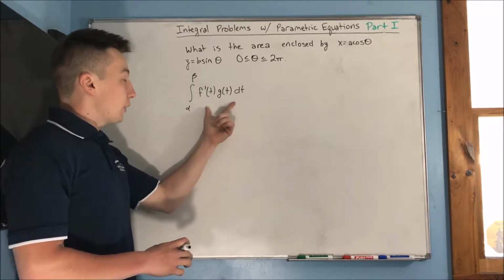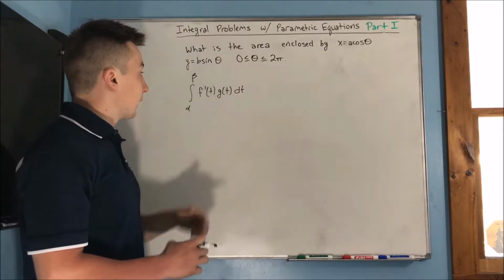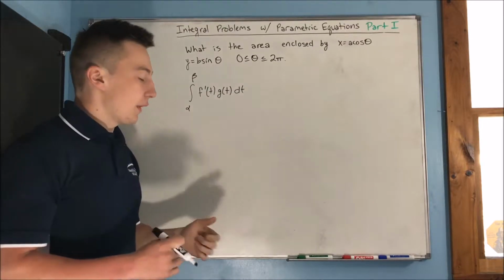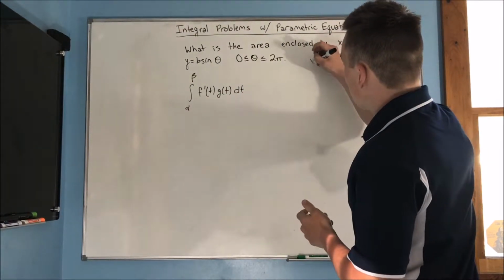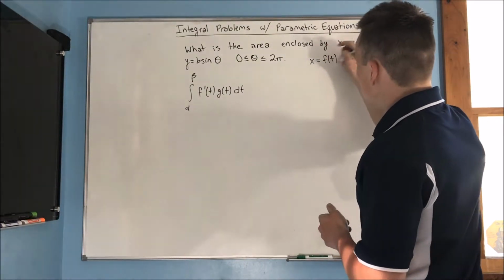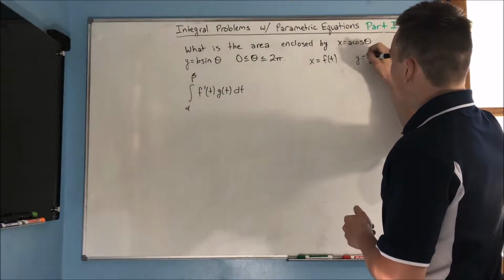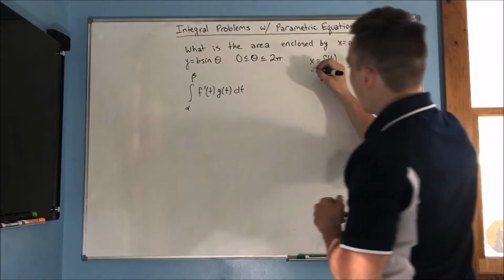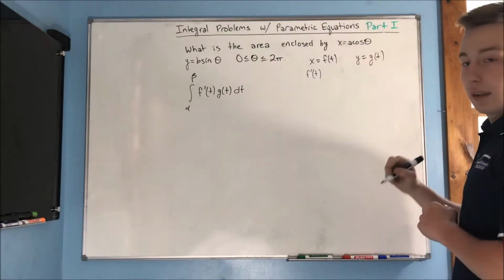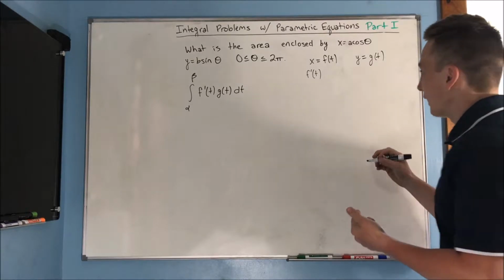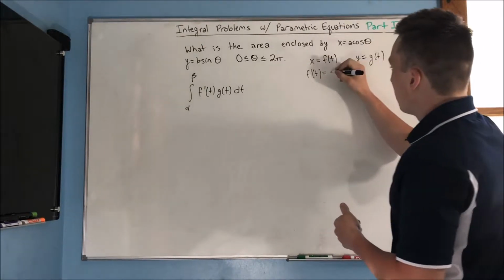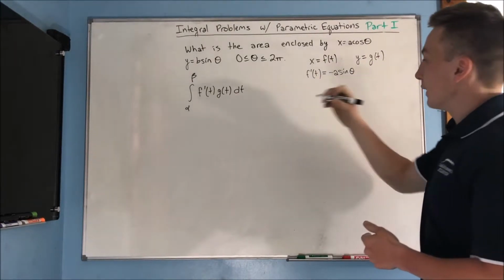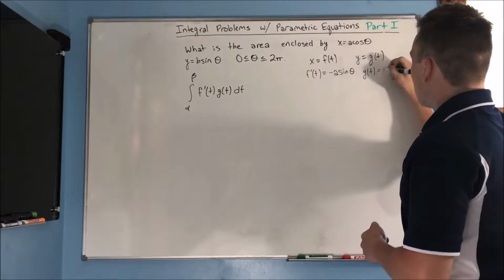Okay, so we know how to integrate parametric equations, right? We use this substitution rule equation right here. So we need to find f prime of t. Remember that x is a function of t, and then y is g of t. To find f prime of t, we take the derivative of a cosine theta, so that's going to be negative a sine theta. And of course, g of t is just what y is equal to, so g of t is b sine theta.